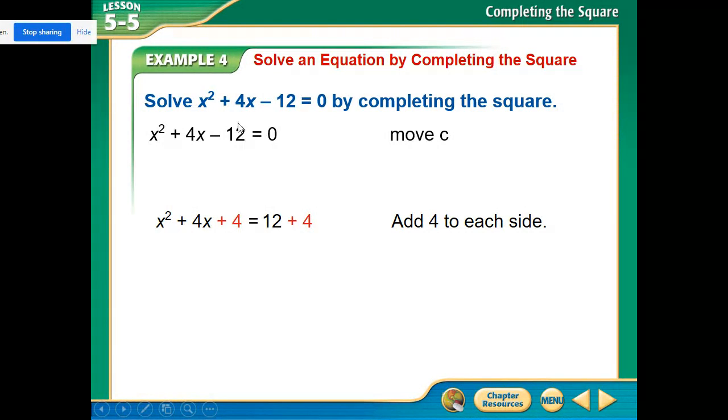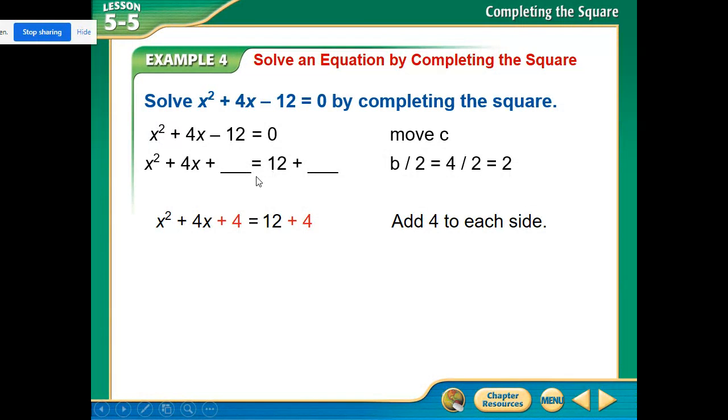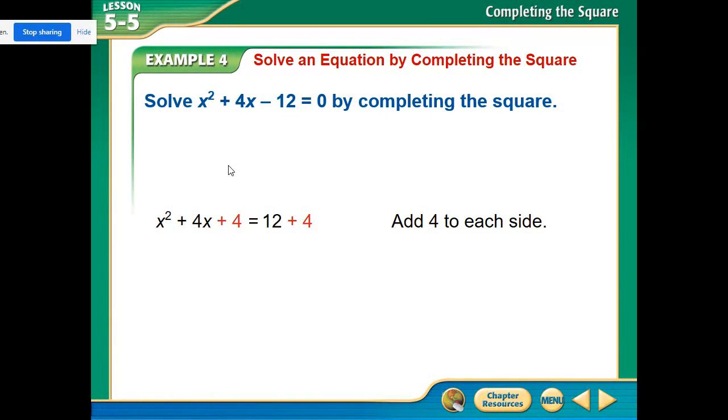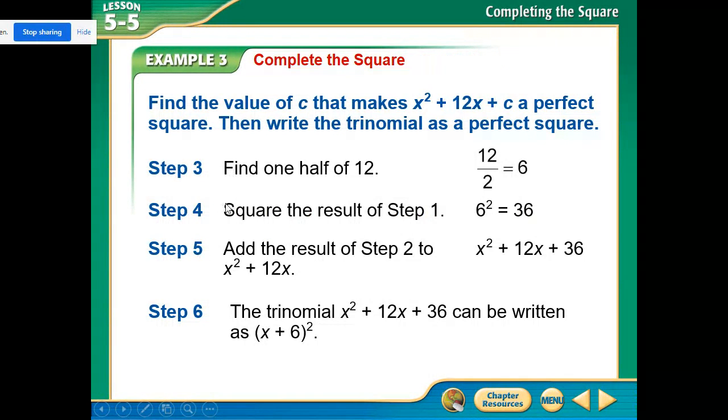All right, so what we're going to do first is move c. The c is this number over here, and we're going to move it to the other side. So we're going to add 12 to both sides. I put 12 over here, but there's going to be a number we've got to put in here to force it to be correct. That's what we're going to look to do. That's what we kind of did here, the middle steps, all right?